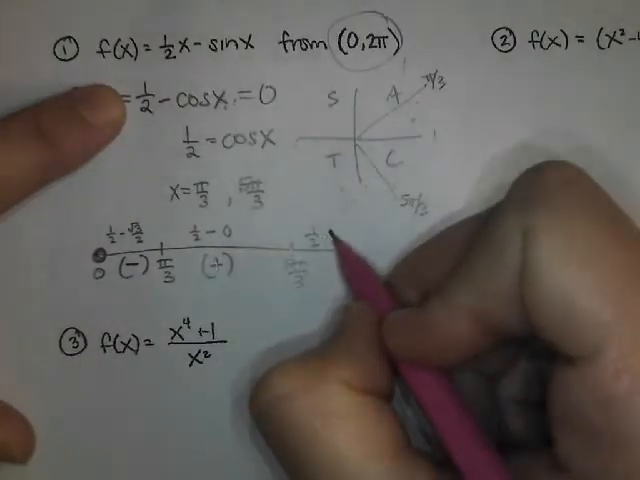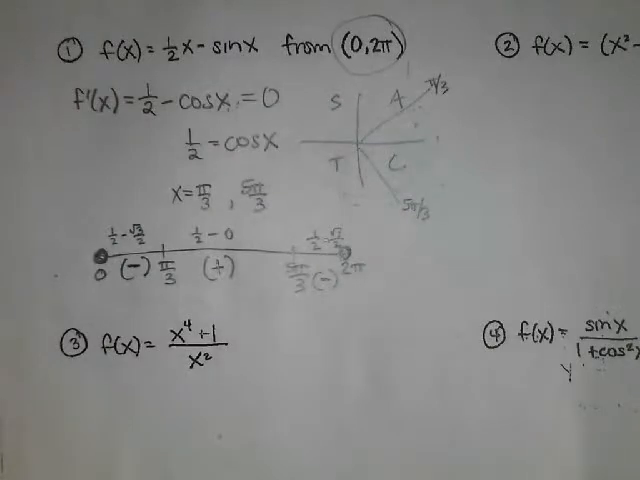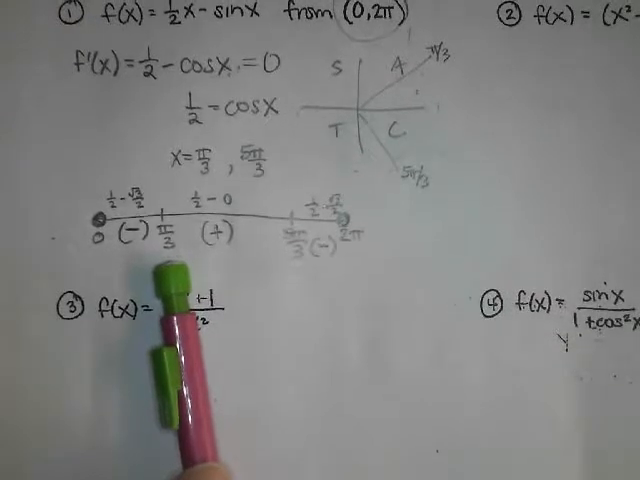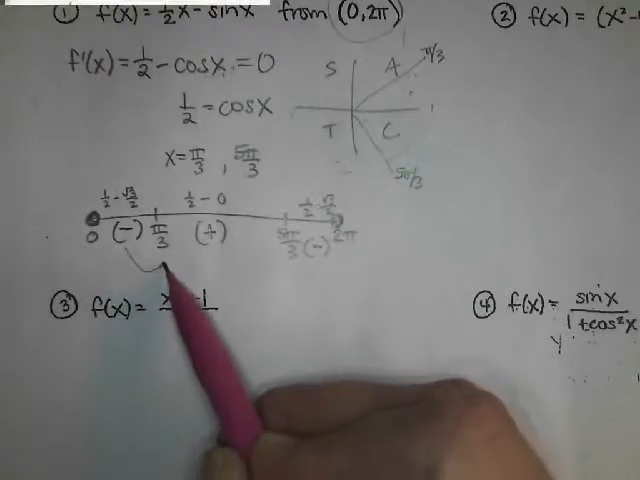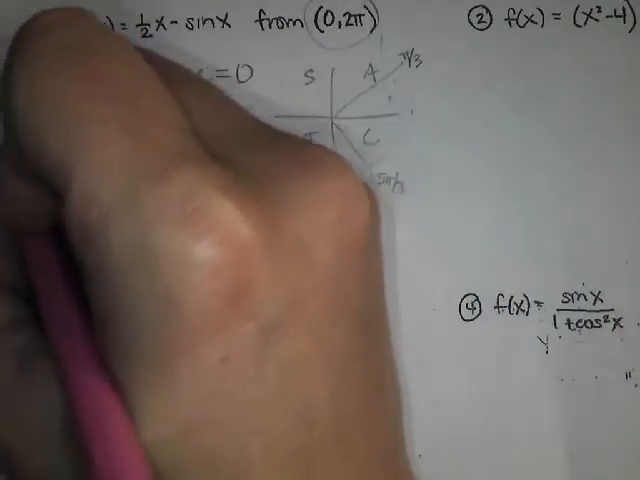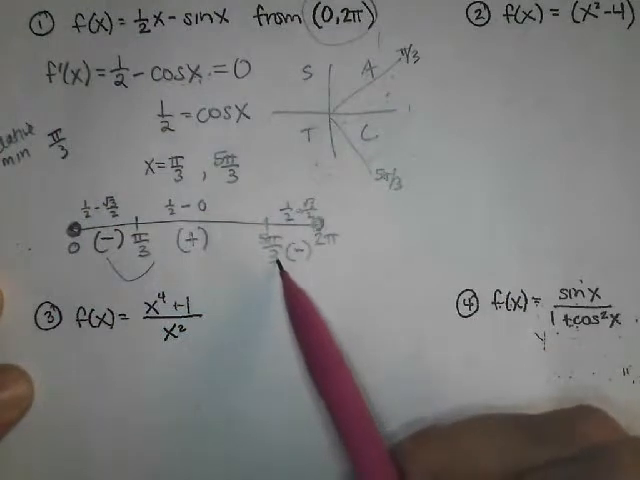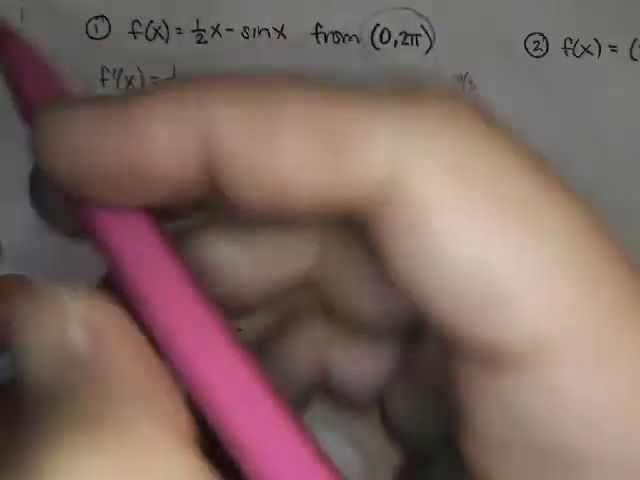So, is pi over 3 a relative extrema? Yes. Which one? A relative min or a relative max? Min. It's decreasing coming into it and increasing coming out of it. So relative min is pi over 3. And what about 5 pi over 3? It's increasing going into it and decreasing coming out. So relative max at 5 pi over 3.